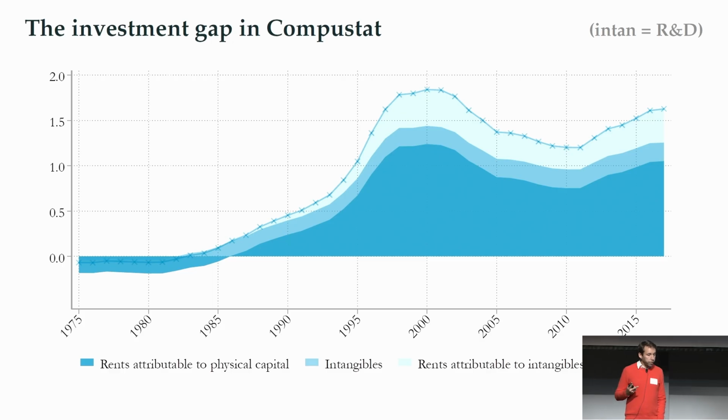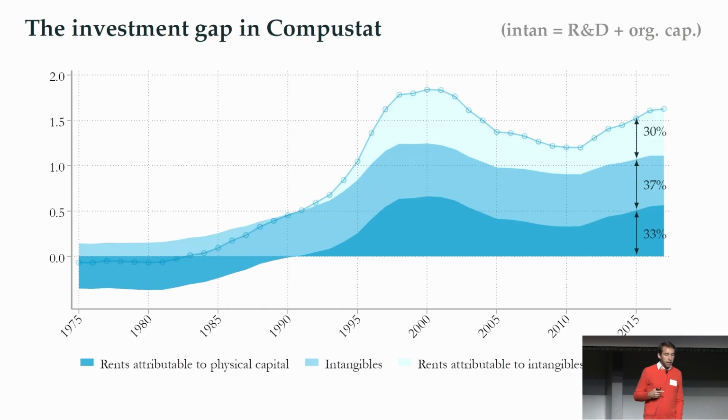So among public firms, if I use this narrow measure of intangibles, just R&D, what I get is essentially the same as in the national accounts data, so that's good news. The investment gap is about 2/3 pure rents, 1/3 intangible related, and it has increased by about the same order of magnitude.